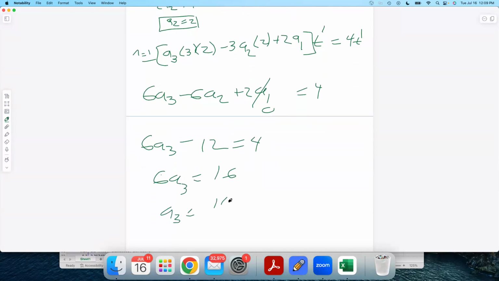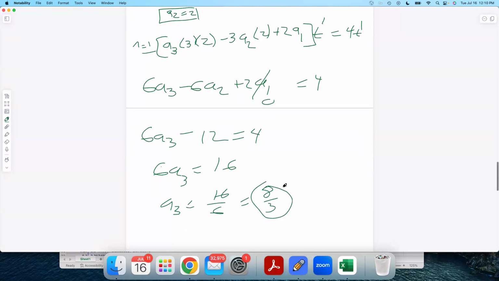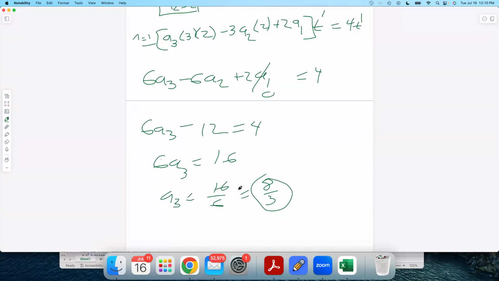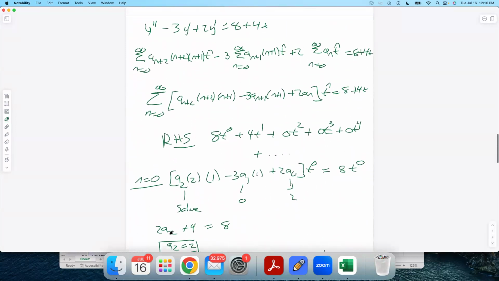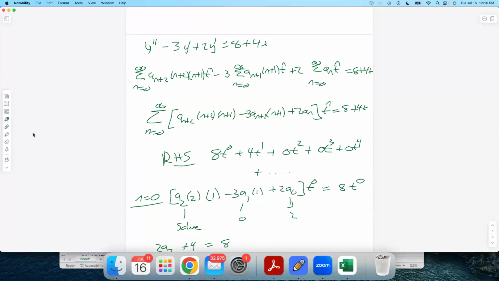A3 will be 16 over 6, or 8 over 3. You guys will definitely have to go through and check all of my details here and make sure all the details are correct. But let's assume I got that right. Okay, now let's plug in n equals 2. And to make my life easier, I'm going to recopy this down here.